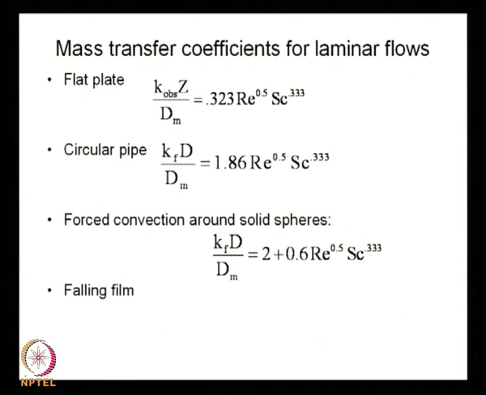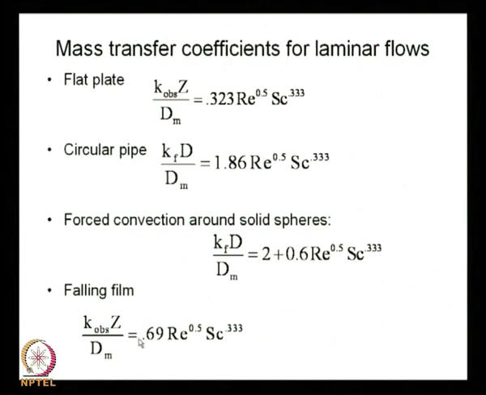And finally, the last thing that we want to look at is the falling film. The falling film, it turns out, is similar to the flat plate in the sense that its geometry is similar also. It is a flat kind of thing, and it goes again as Reynolds to the half and Schmidt to the 1/3, and the coefficient is 0.7, which is not too different from 0.3. So, it is around twice that of the flat plate.